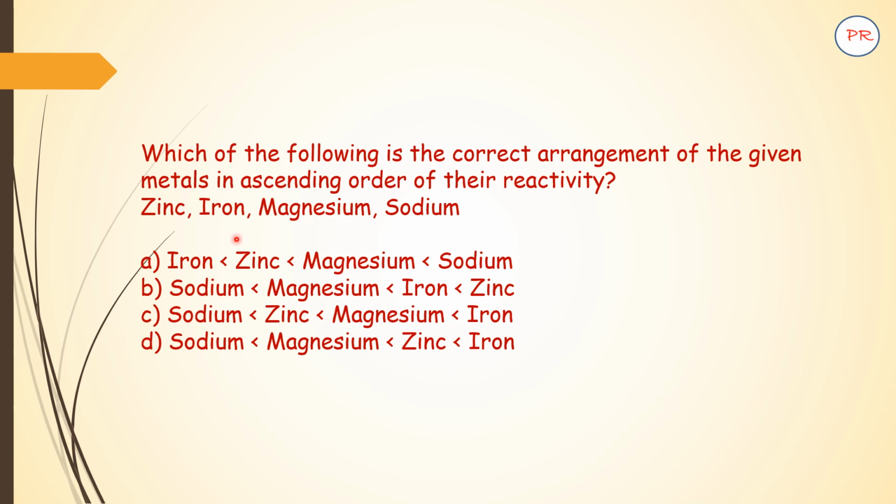See here, iron has got the minimum reactivity as it is at the end of the series over here. Therefore, iron will come first, then zinc, then magnesium, and then sodium, because sodium has the topmost reactivity, and therefore the correct answer over here is A, iron, zinc, magnesium, and sodium.